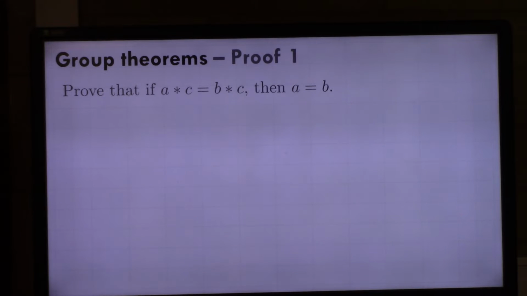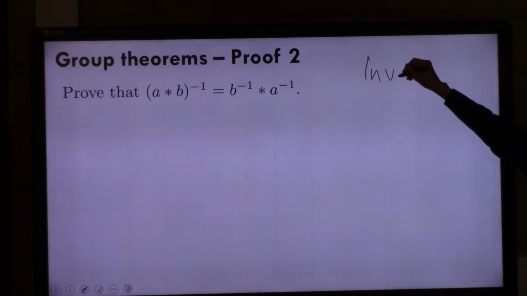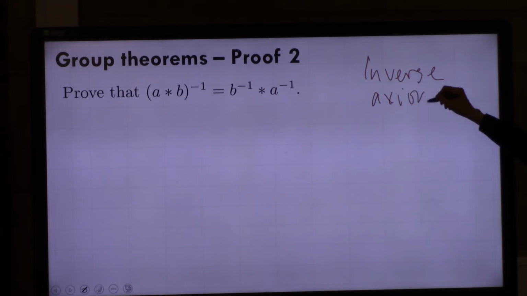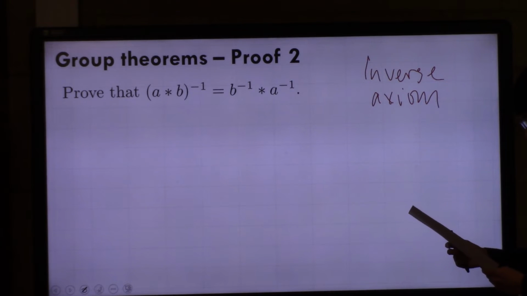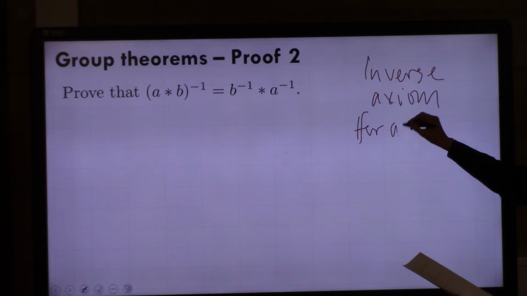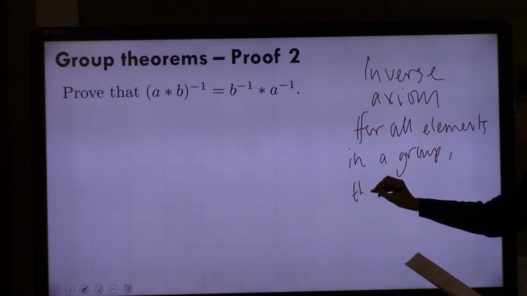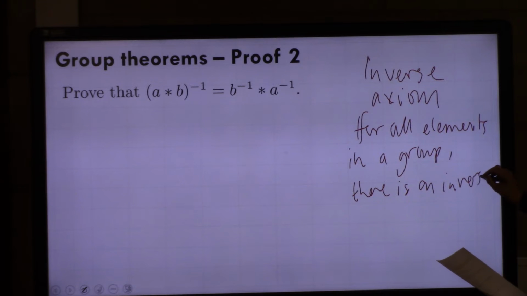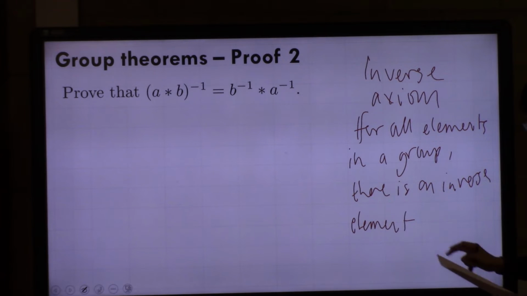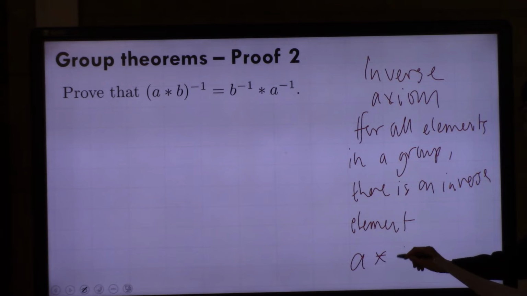Okay, and our next one, this is that one from earlier. So, does anyone remember what the inverse axiom said? The inverse axiom says that for all elements in a group, there is an inverse element so that when you multiply them together, or operate them together, you get the identity element. And that's A to the minus 1.